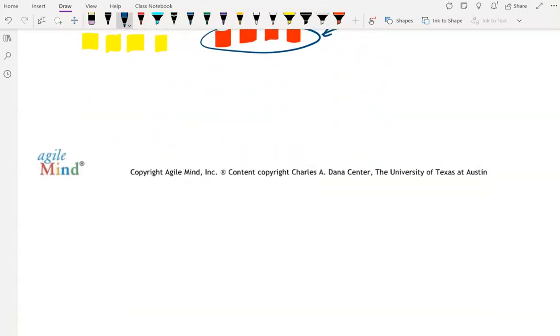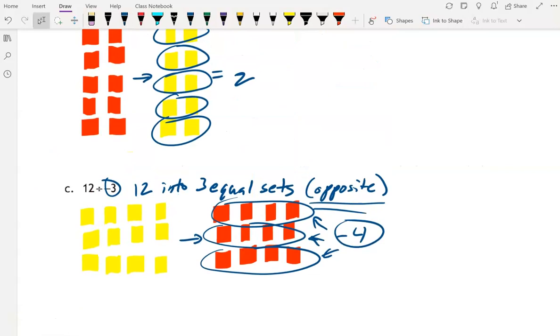So it's kind of weird to wrap your head around integer division and multiplication, but I hope this helped clear some of that up. We'll give you some practice with this on the assignment for today.